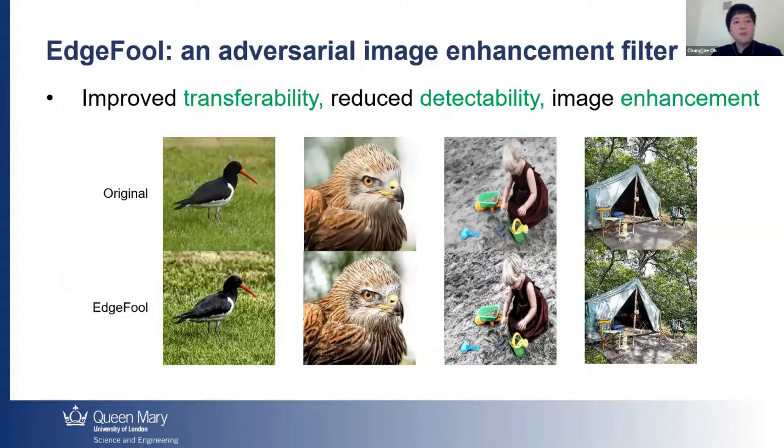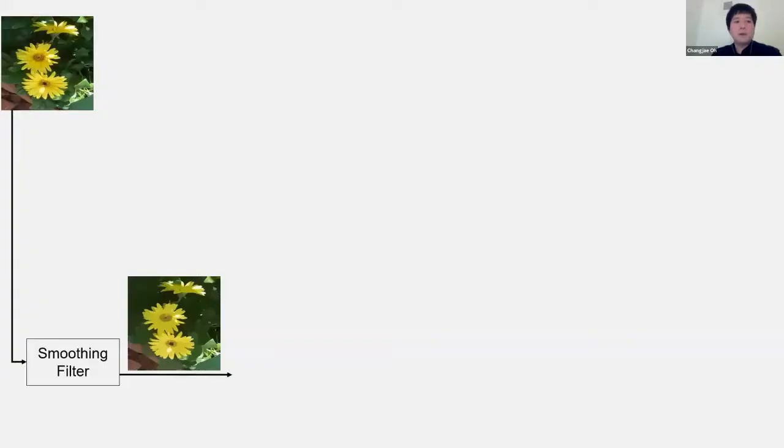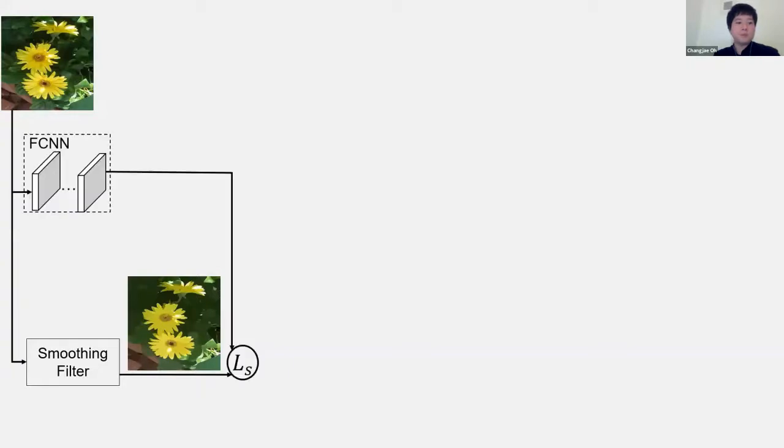In this work, we present H4, which shows improved transferability and reduced detectability with image enhancement. So let's see how H4 works. First, we start from image filtering that preserves the edges to obtain the structure image. And our learnable deep neural network learns to generate this structure image.